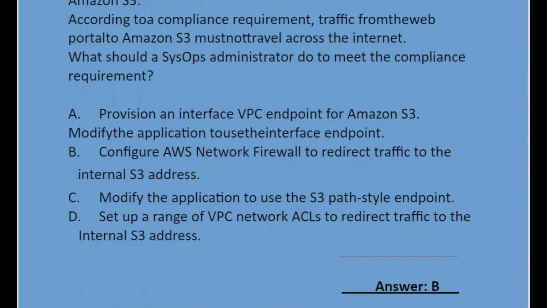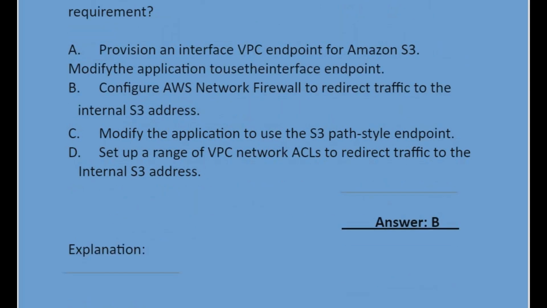Option A. Provision an interface VPC endpoint for Amazon S3. Modify the application to use the interface endpoint. Option B. Configure AWS Network Firewall to redirect traffic to the internal S3 address. Option C. Modify the application to use the S3 path style endpoint. Option D. Set up a range of VPC network ACLs to redirect traffic to the internal S3 address. Correct answer is option B.